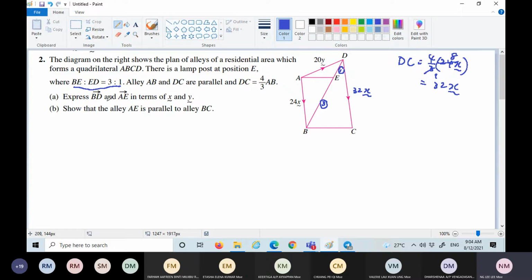So now we try to answer part A. BD, I have no information. Because they want the answer in terms of x and y, you have to involve AB, AD, or DC.